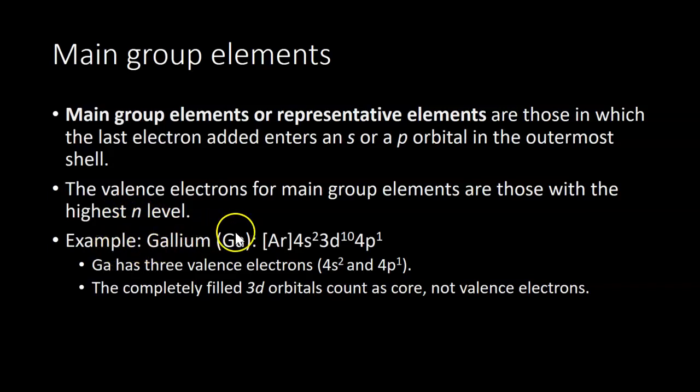So gallium, for example, is a p block main group element. Its outermost electron goes into 4p1, and gallium has 3 valence electrons. We're going to count the 2 in the 4s and the 1 in the 4p. We don't count the d as valence electrons. They count as core electrons, not valence electrons.